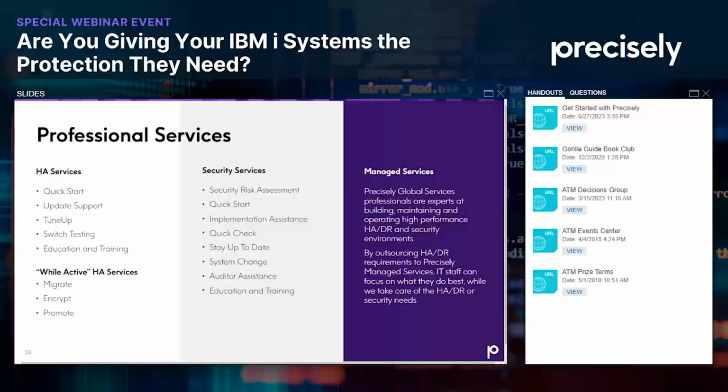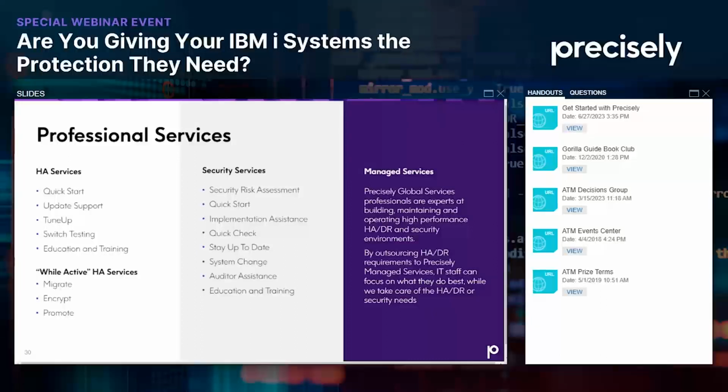We've got a very flexible set of professional services around both our HA and our security. We also have a unique set of what we call our while active services. So if you've got to migrate to the cloud, we've got a migrate while active service that will let you do that cloud movement of that application or that workload into the cloud without suffering any downtime on your current on-prem environment. You get everything moved to the cloud, use our replication to keep things in sync, and then you have a very short cutover period.